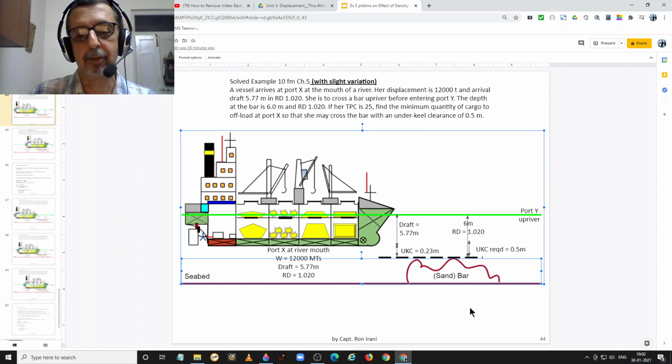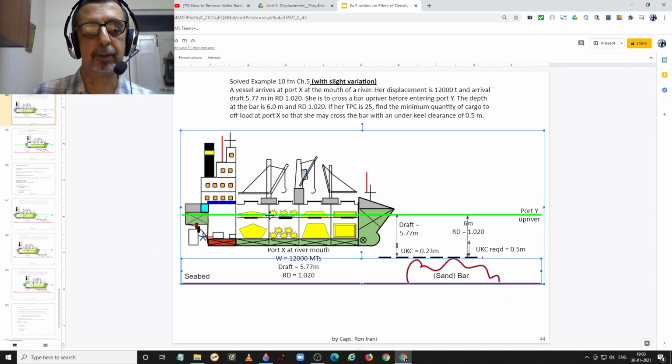Now, up here, the clearance under the keel is different from clearance under the keel over a sandbar. These sandbars are generally found at the mouth of the rivers or upstream in the rivers, and ships have to navigate with caution with sufficient under-keel clearance. In this problem, the under-keel clearance required over the sandbar is 0.5 meters.